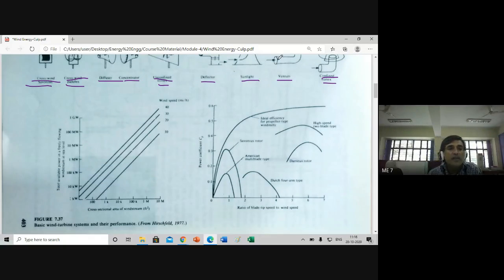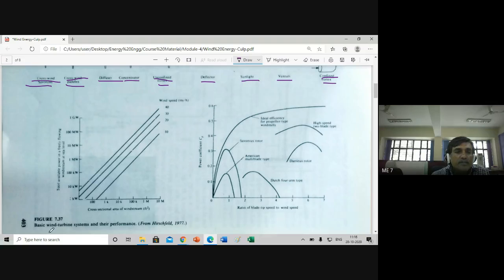Now, basic wind turbine systems and their performance. Cross-sectional area of wind stream, feet to the power of 2 or square feet. Total available power in freely flowing wind stream.